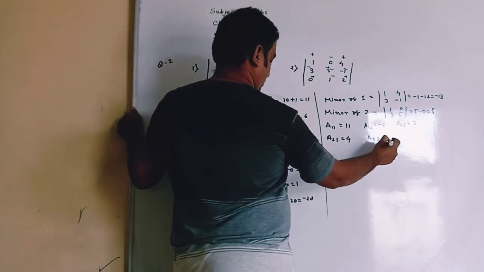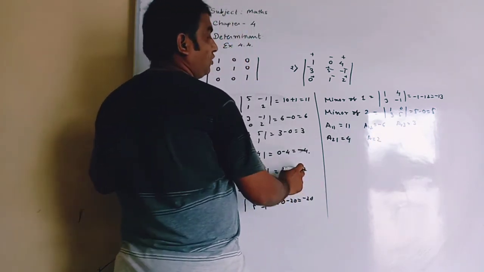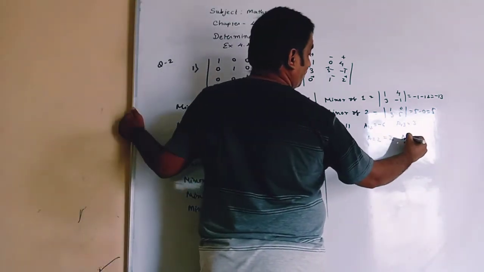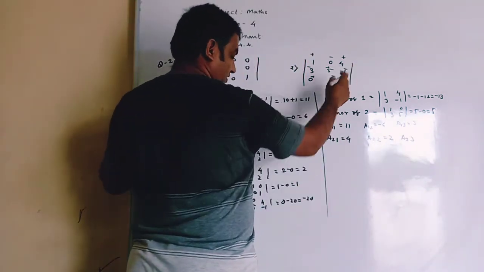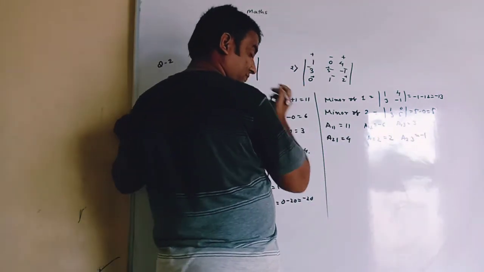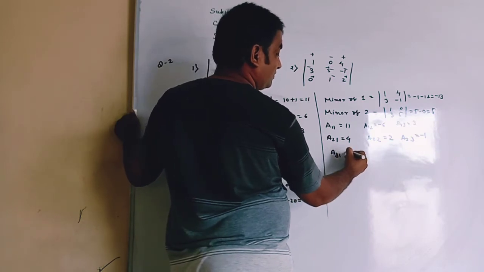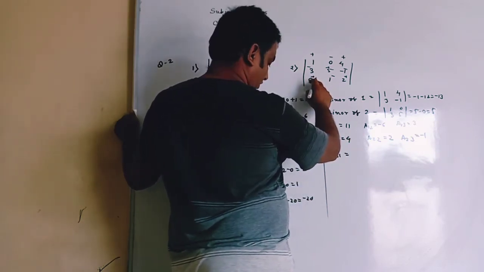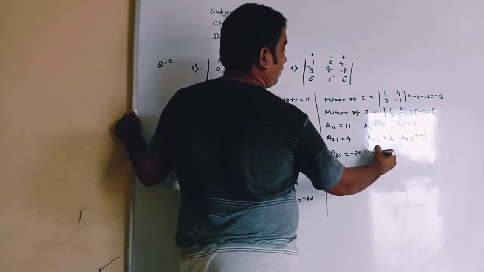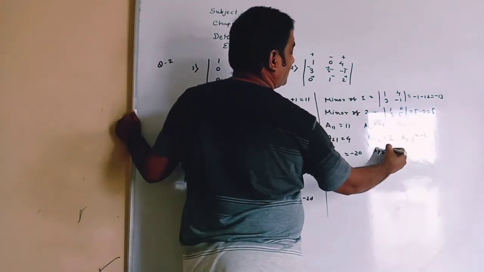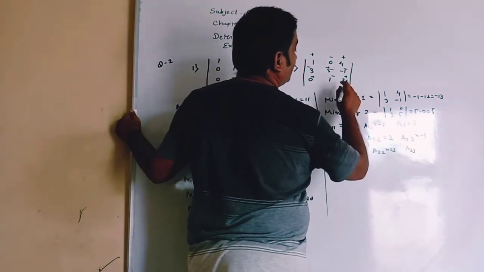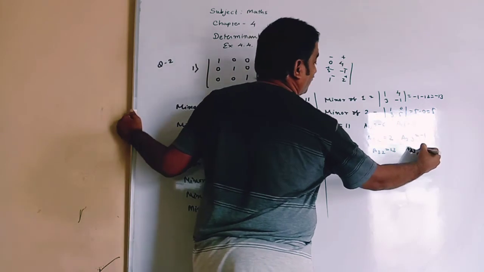a22, so it is 2 into plus, so it is 2. a23, that is minus into plus 1, that is minus 1. And a31, then plus into minus 20, so minus 20. a32, minus into minus 13, it is 13, and a33, that is plus into 5, so 5.